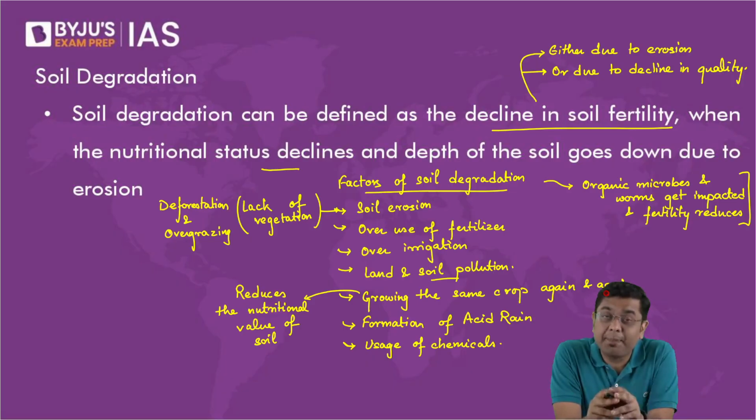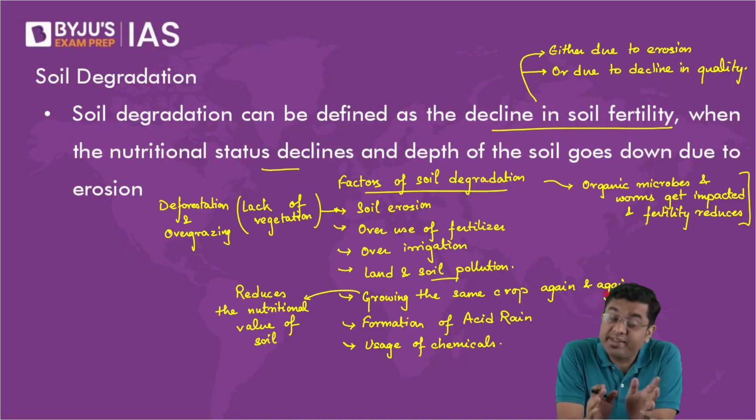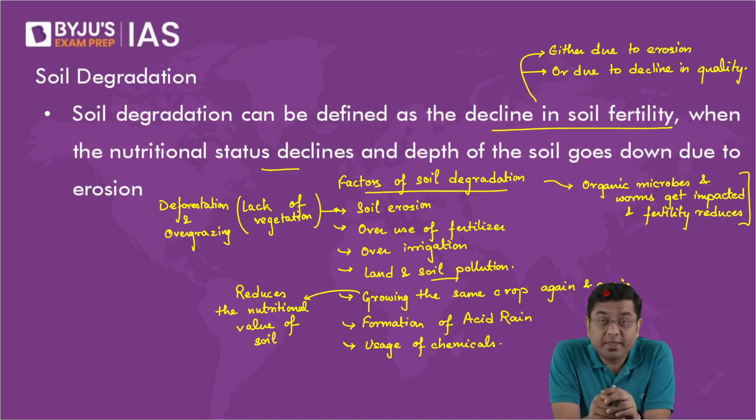That last year I applied 4 kg of urea, I got 40 kg of wheat. This year I will apply 40 kg of urea, I will get 400 kg of wheat. But that is not how it works. So that is why in those areas you have had a declining agricultural productivity.